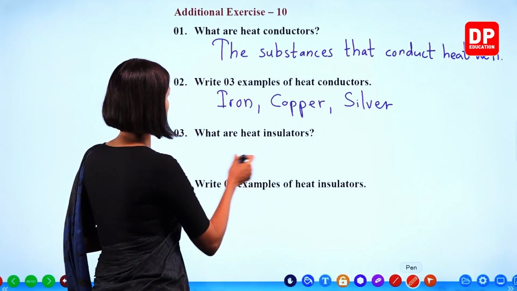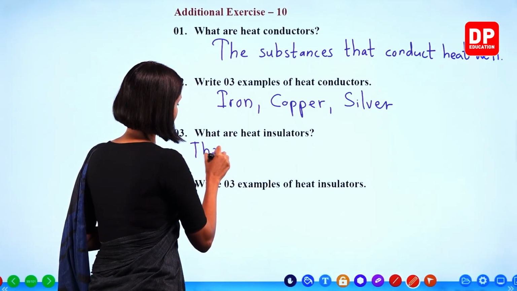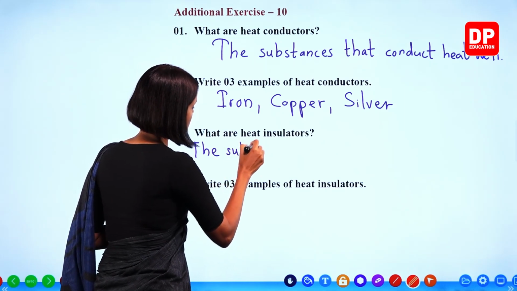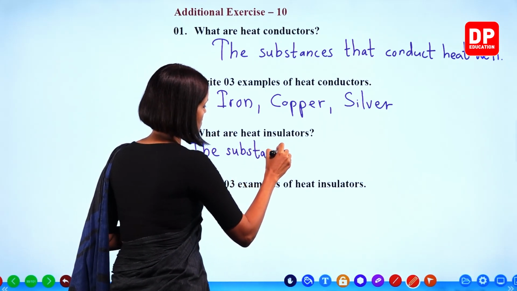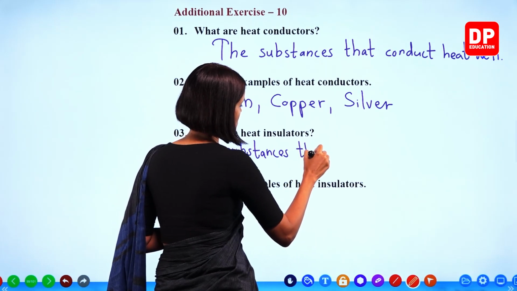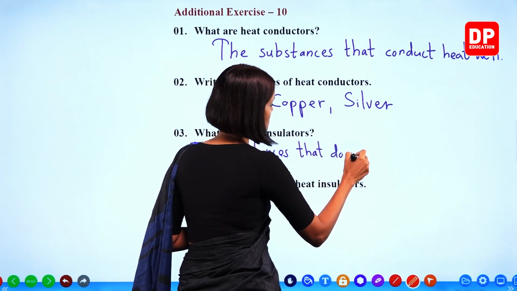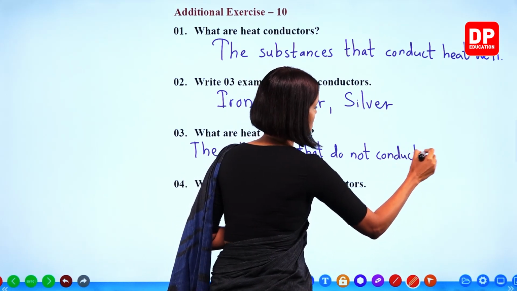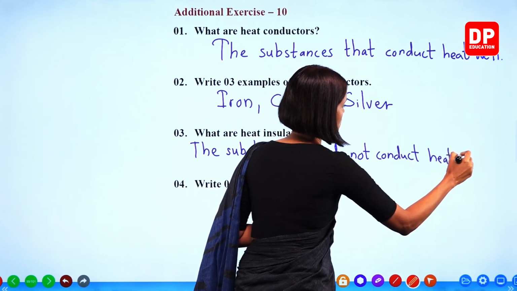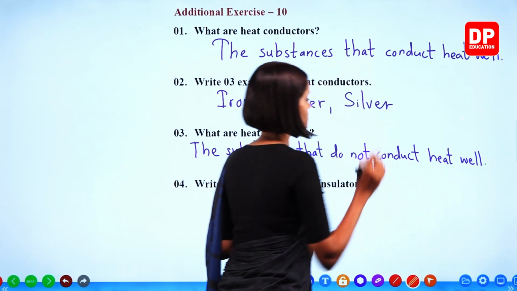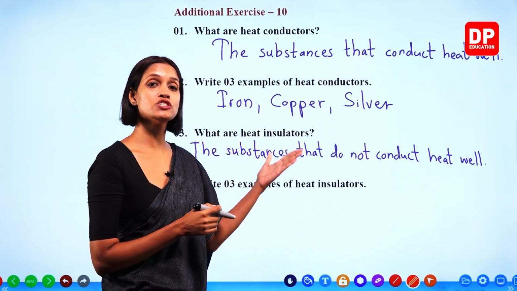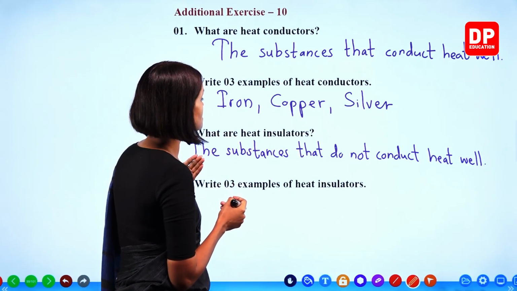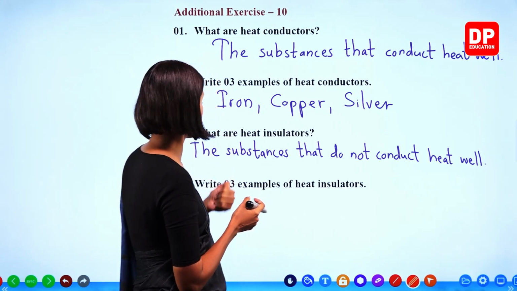What are heat insulators? The substances that do not conduct heat well. Right? What are heat insulators? The substances that do not conduct heat well.